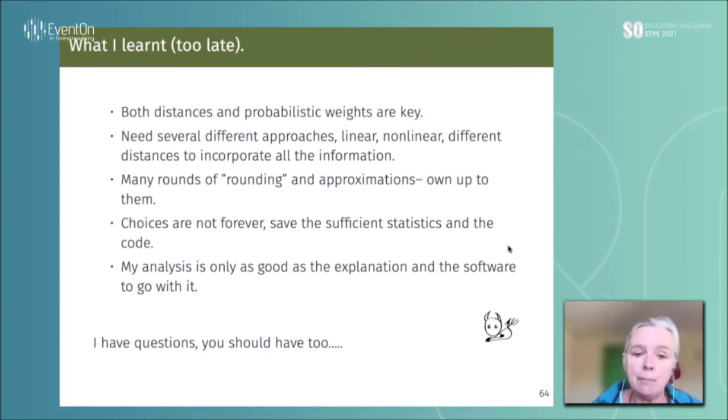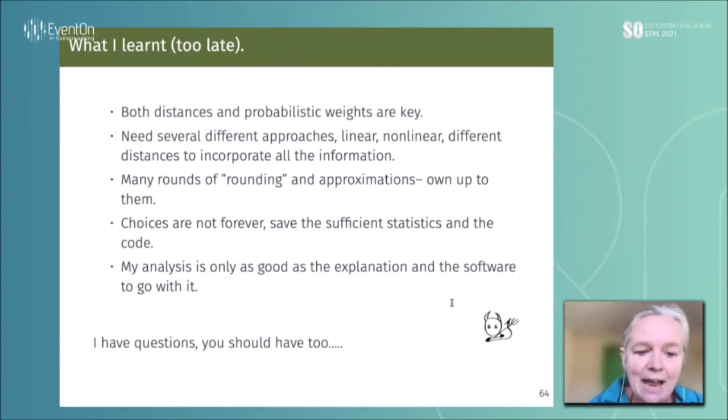And we have to own up to choosing at one point, I'm doing a linear approximation. Here, I'm not doing a linear approximation. I'm doing a Euclidean approximation. I'm not using a Euclidean approximation. I don't think we're clear enough about how the approximations are being used. I like to use reproducible research, so this liberates me because my choices are not forever. If you save the sufficient statistics in the code, you can go back and change things.